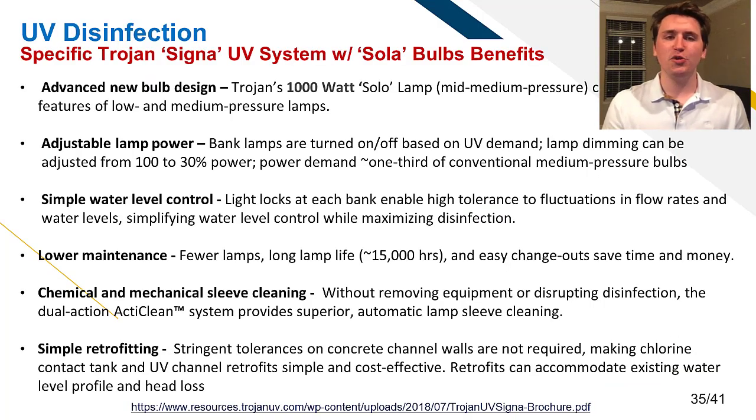South Bend's projected new UV system would take advantage of a recently developed technology marketed by one of the leading UV technology distributors, Trojan UV. Their new Signa UV system has been developed with a new solar lamp system, whose mid-range pressure bulb design offers the following unique benefits. First, high-intensity irradiation rate, which reduces both the number of necessary bulbs and the installation footprint area.